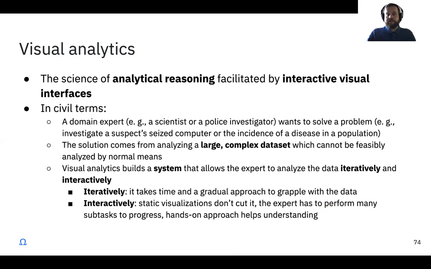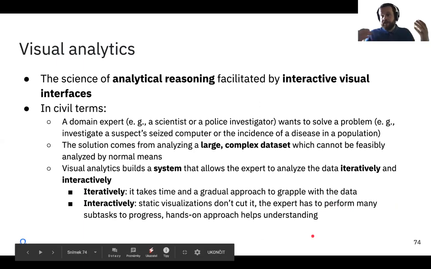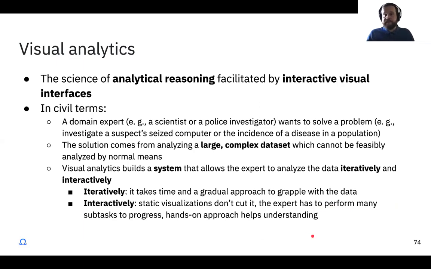So visual analytics to the rescue. They will build a system or a tool that will allow the experts to analyze the data iteratively and interactively. Those are two key components. Iteratively, because it's a complex data set, it will take time and a gradual approach to grapple with the data, to gain understanding of it. You cannot do it with one click.